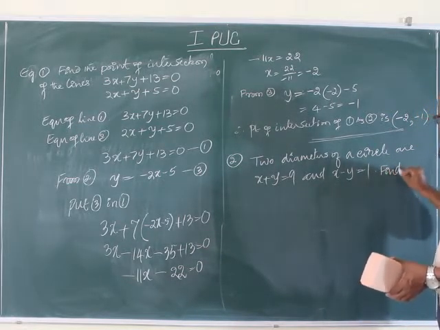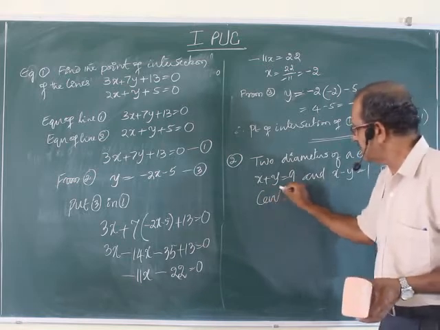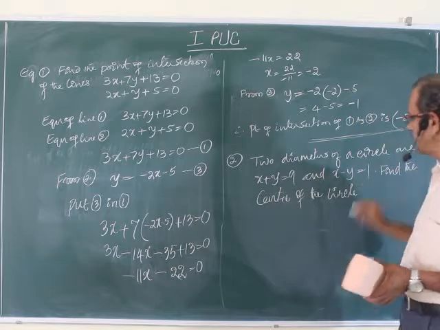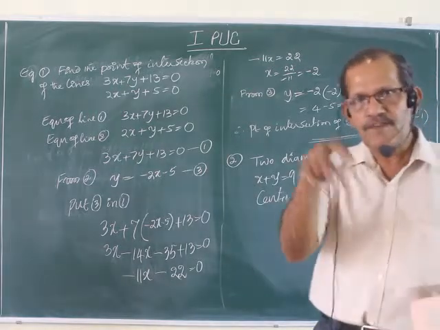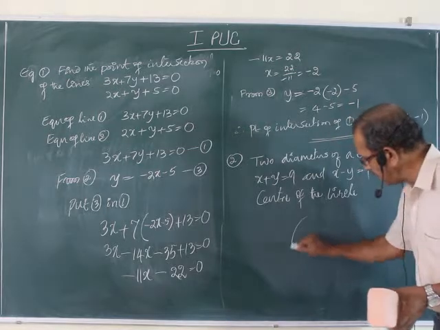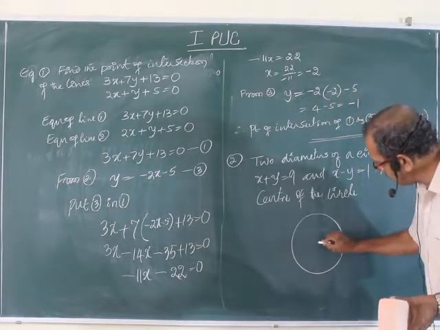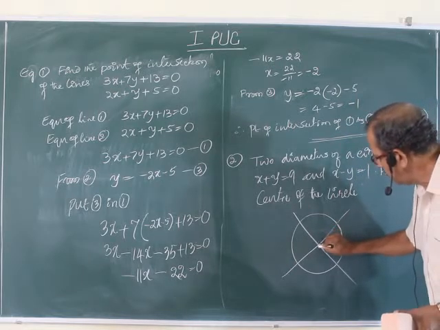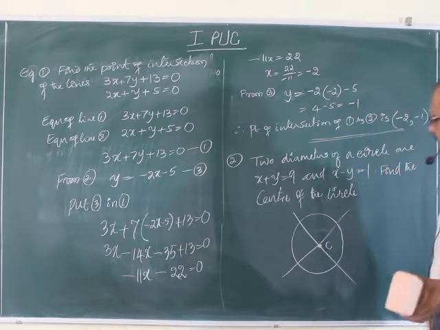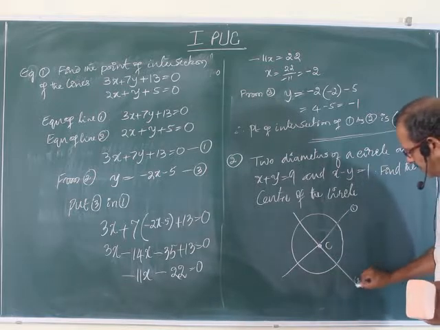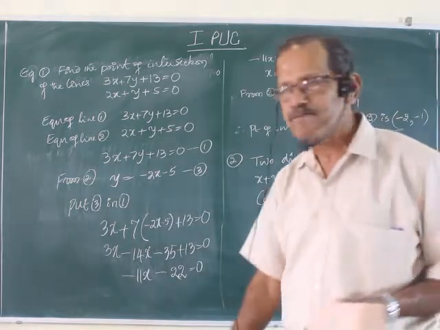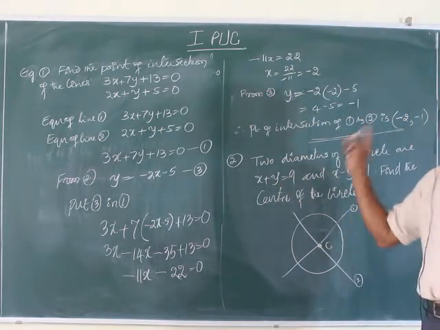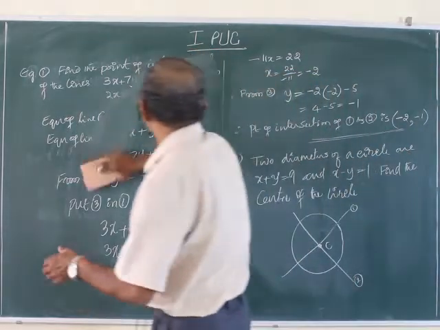Question is, find the center of the circle. Yes, center of the circle. Center of the circle means what? It is actually the point of intersection of two diameters. See, let me draw the figure if you want. Two diameters are 1, 2. This is the center of the circle. Equation of first diameter, equation of the second diameter are given. Point of intersection of the diameters is nothing but the center of the circle. That's all.